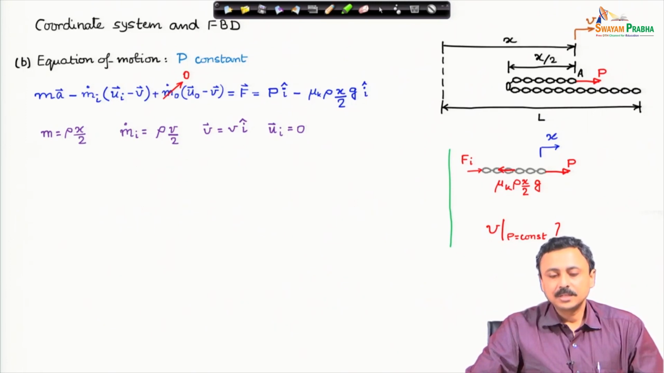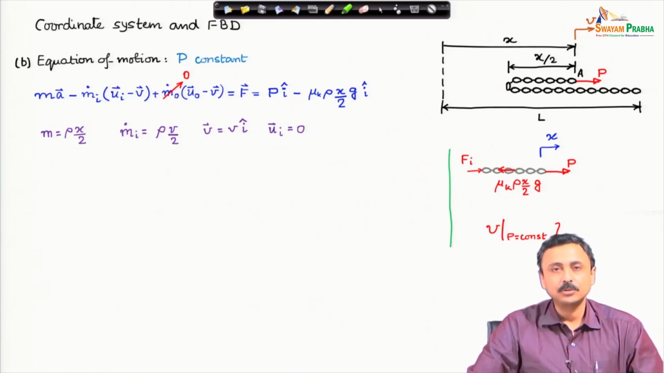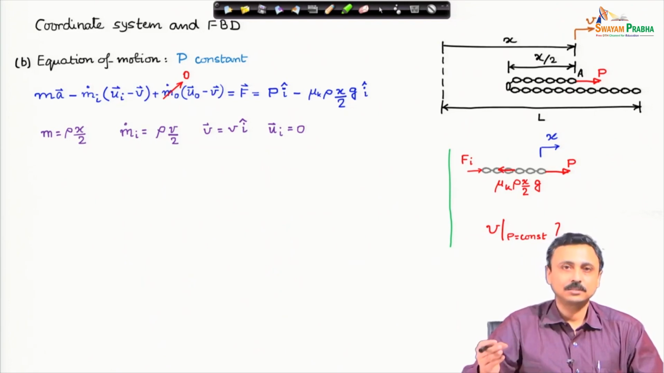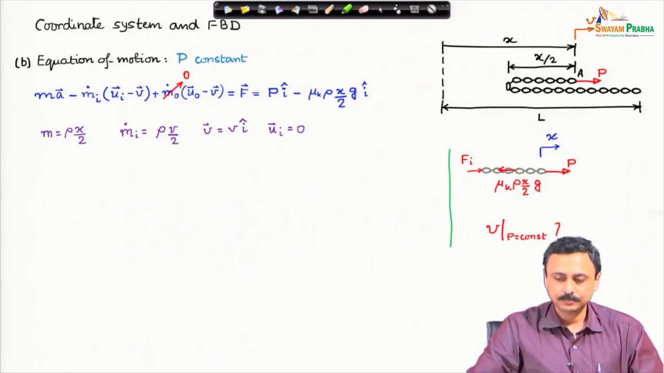Velocity is v i cap. The absolute velocity of a link which will be added at the end of that bent part is 0, u i is 0. So, it was not moving, it suddenly starts, it gets attached to the moving part, the system, and attains a velocity v.